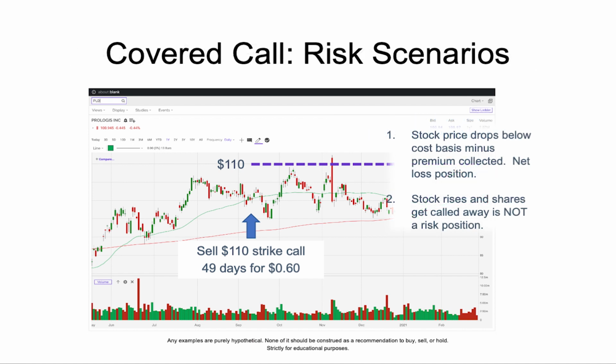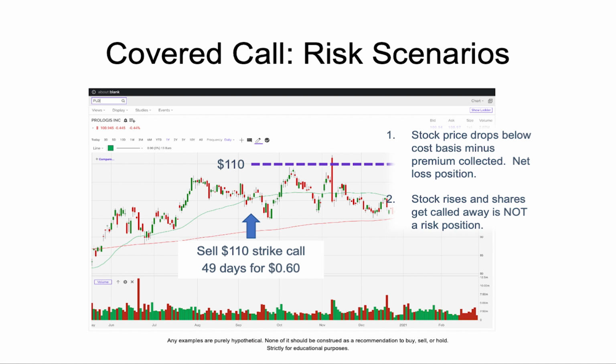So what would a risk scenario be for the covered call? Again, we've sold the 110 strike call against stock that we own. A risk is if the stock price drops. Now, if it drops below the cost basis of our stock minus the premium collected, then we've broken below break even. And so as the stock falls further and further, because we still own the stock, we're going to incur greater and greater losses. The premium that we collect from the covered call will reduce our cost basis a little bit, but it's really not protection against a rapidly falling or a greatly falling stock price.